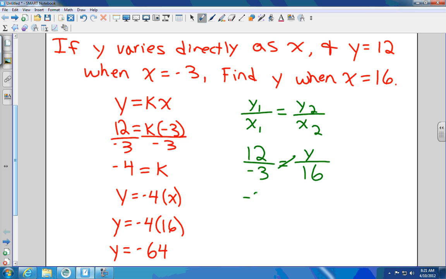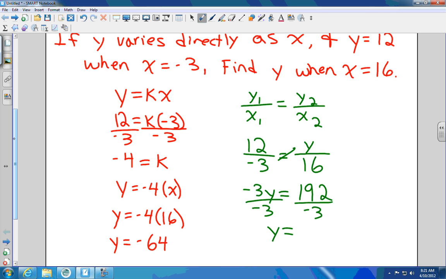So you would have -3y equals 192. What's that? 192 over -3 is -64. So again, either one of those methods, you can do the equation method or the proportion method, whichever one you prefer.